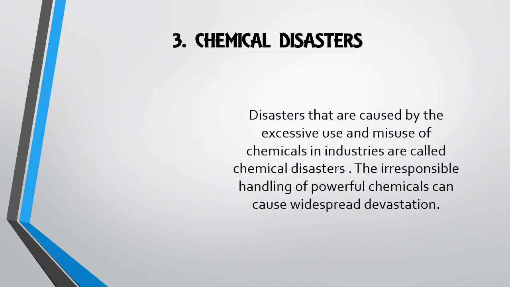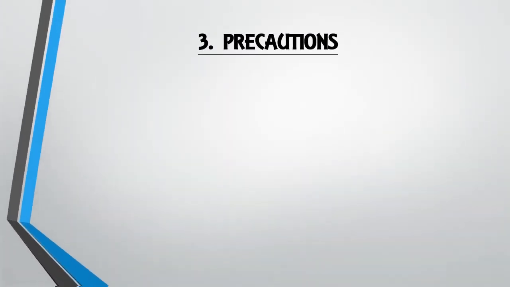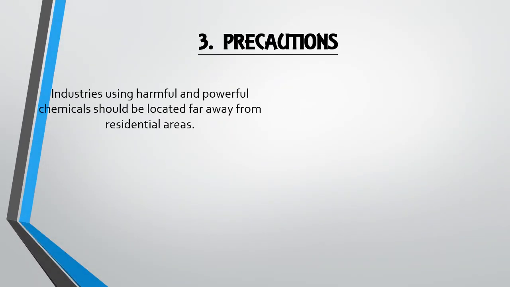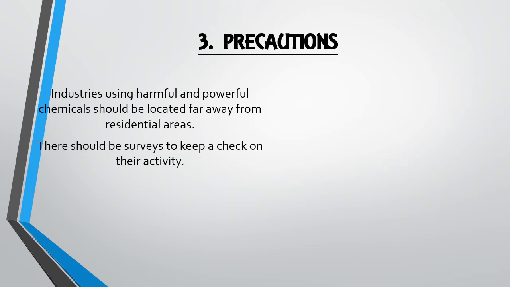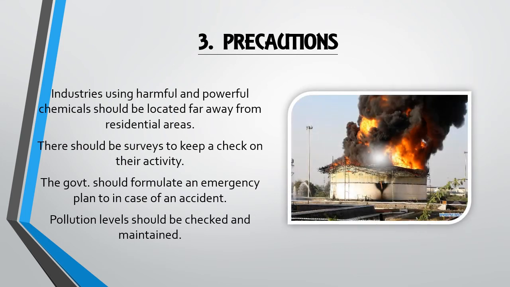Third, chemical disaster. Disasters that are caused by the excessive use and misuse of chemicals in industries are called chemical disasters. The irresponsible handling of powerful chemicals can cause widespread devastation. Precautions. Industries using harmful and powerful chemicals should be located far away from residential areas. There should be surveys to keep a check on their activity. The government should formulate an emergency plan in case of an accident. Pollution levels should be checked and maintained.